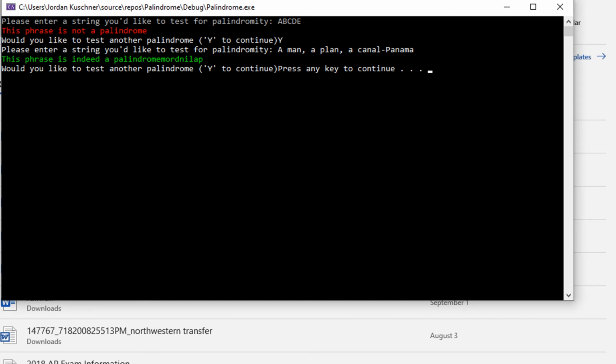Here is a screenshot of the output with everything running properly.